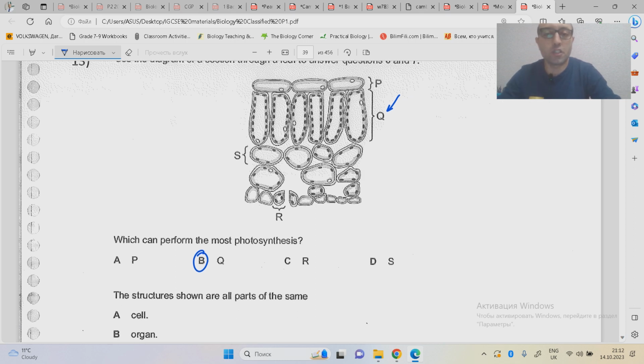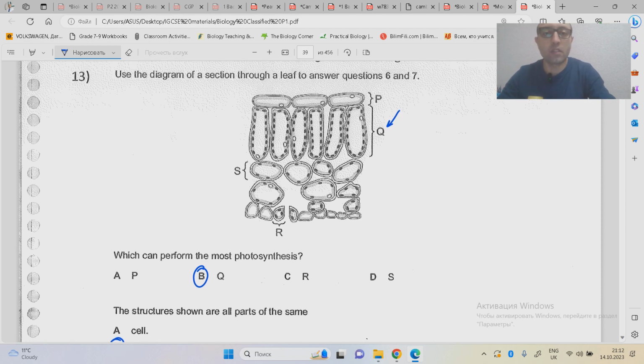The structures shown are all parts of the same organ, of course, because this is a part of the leaf, and leaf is an organ. I will give you one piece of information, dear students. If they ask about one of them, let's say we are labeling 1, this is just a cell. But if they label this whole area, it will be tissue, because tissue means a group of similar cells.